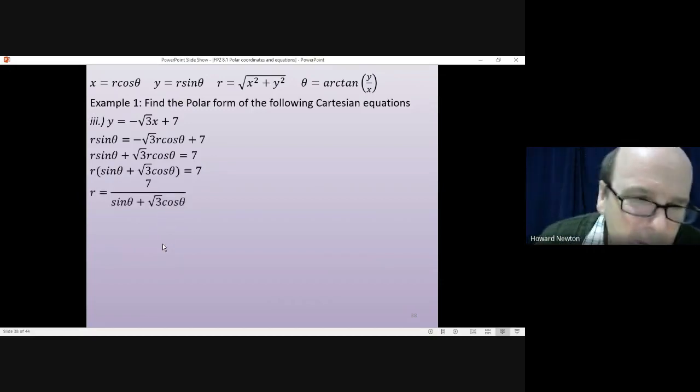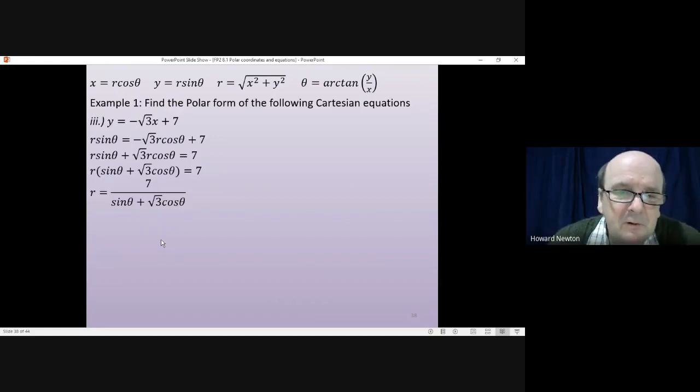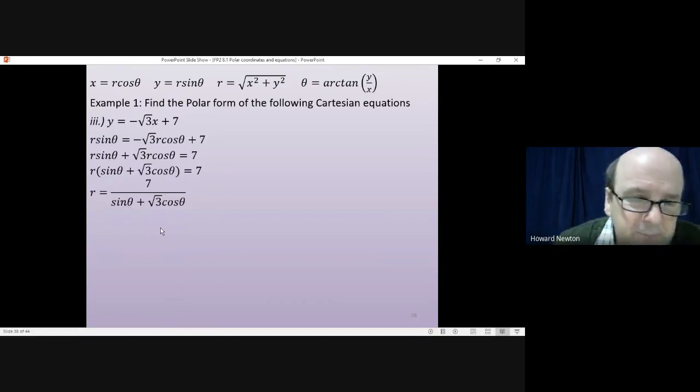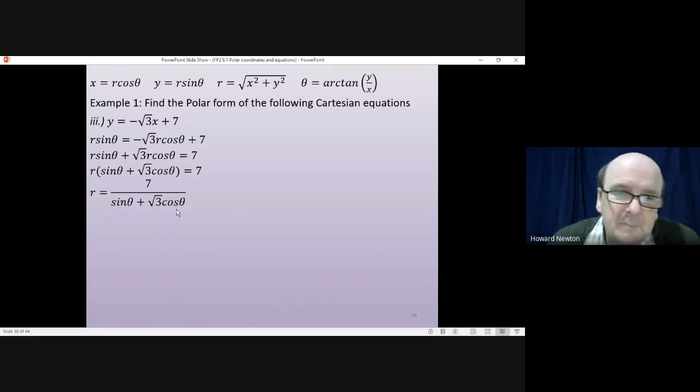And straight away, we can get a version of the polar form. So we have got r here, and we have got a function of theta here, 7 over sine theta plus root 3 cos theta. It is possible to tidy this answer up, this function of theta. But the tidying of this up actually takes an awful lot more work than the question itself. Nevertheless, we'll have a look at it.